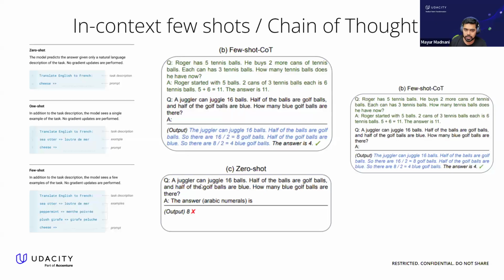So here I was given a question like: a juggler can juggle 16 balls, half of the balls are golf balls and half of the golf balls are blue, right? So how many blue golf balls are there? Now your answer here would be, let's say, not 8, but the model thinks it is 8, because again, it would not know if it has to halve the 16 balls or do some other calculation. So just giving a question and expecting the right answer would not always happen.